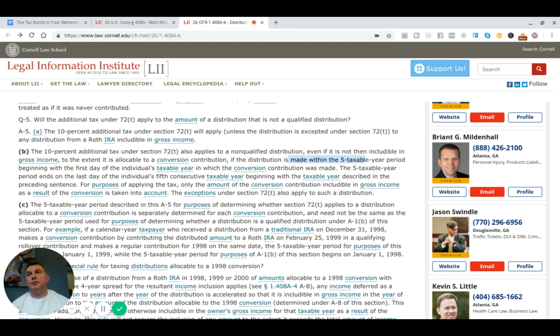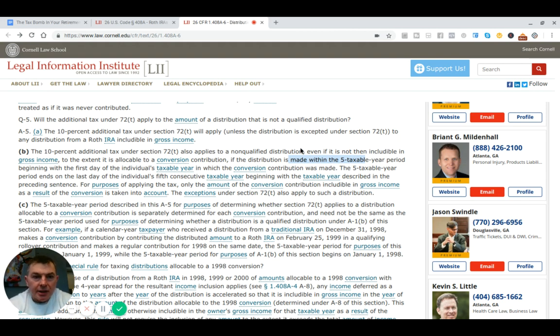So basically what's happening here is, 2019, could be December 30th of 2019, I do a conversion. We'll just say $10,000. Then 2019, 20, 21, 22, 23. The first day of 2024 is when that conversion will be available to me without paying any penalty or taxes on that $10,000 I converted, regardless of my age.